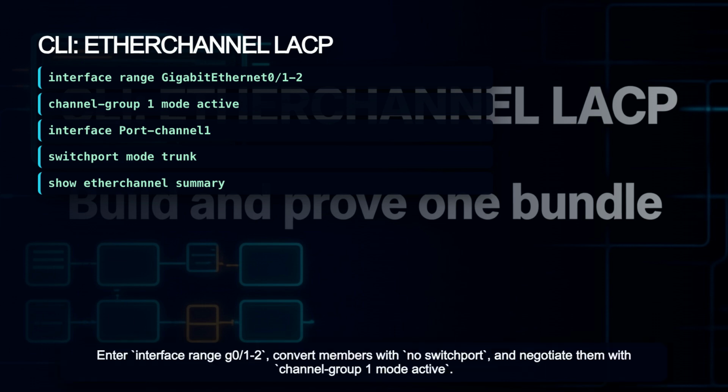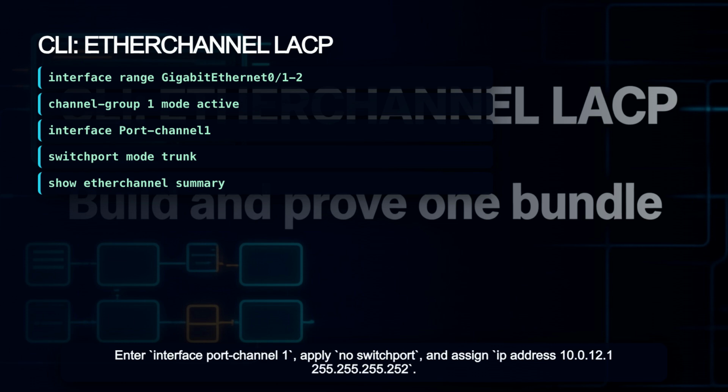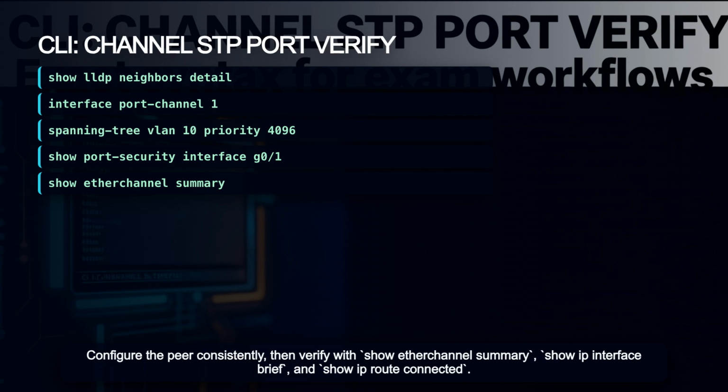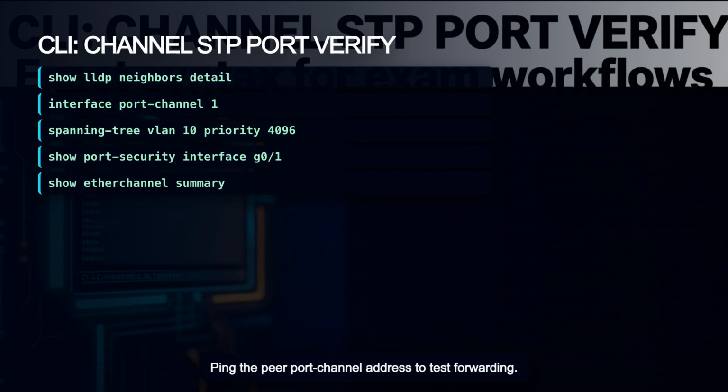Enter interface range G0/1-2. Convert members with no switchport, and negotiate them with channel-group 1 mode active. Enter interface port-channel 1. Apply no switchport, and assign IP address 10.0.12.1 255.255.255.255. Configure the peer consistently. Then verify with show etherchannel summary, show ip interface brief, and show ip route connected. Ping the peer port channel address to test forwarding.